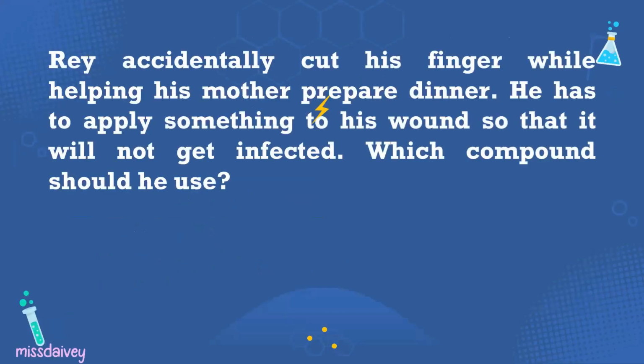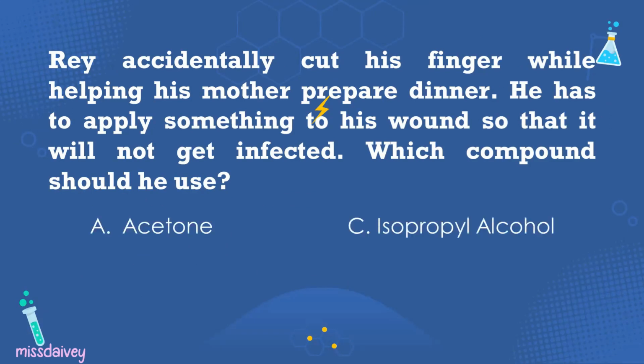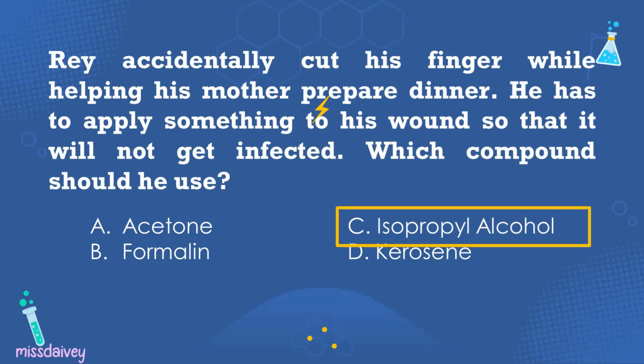Ray accidentally cut his fingers while helping his mother prepare dinner. He has to apply something to his wound so that it will not get infected. Which compound should he use? Is it A, acetone, B, formalin, C, isopropyl alcohol, or D, kerosene? The correct answer is isopropyl alcohol.